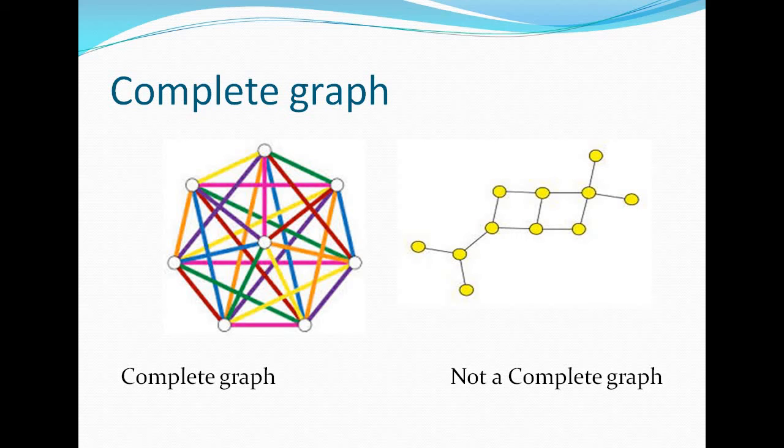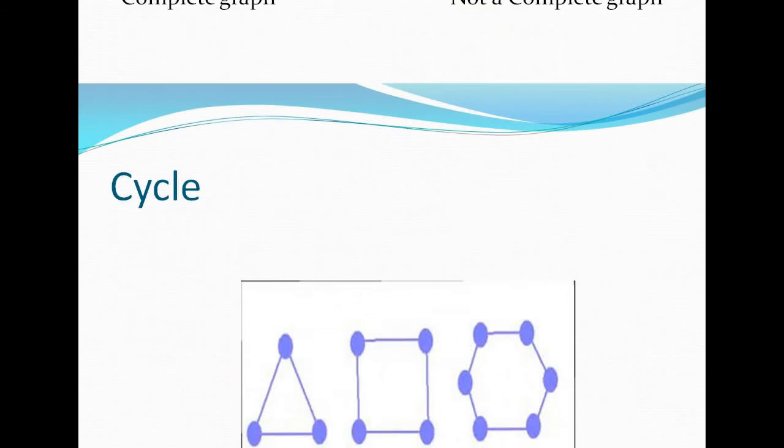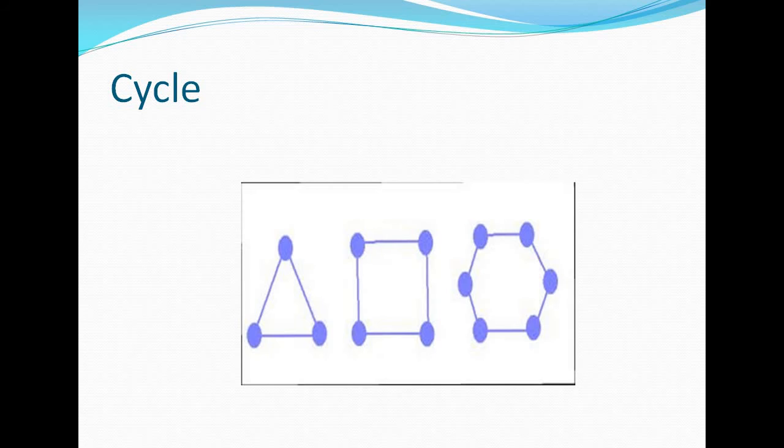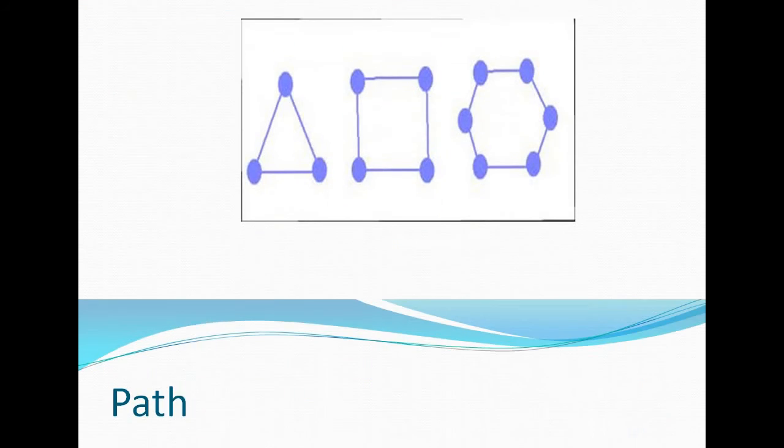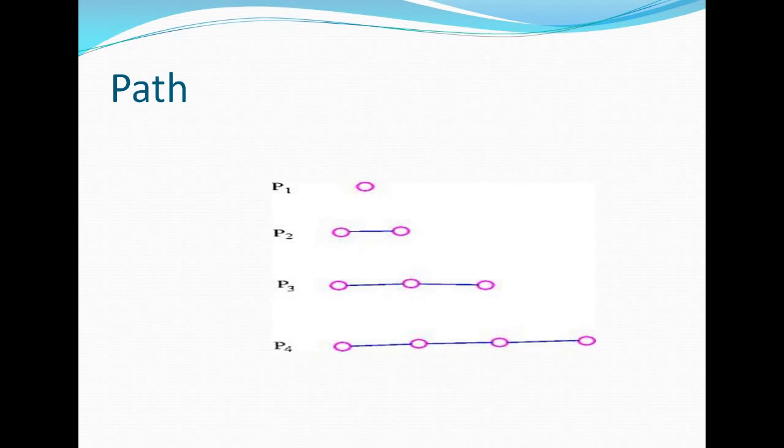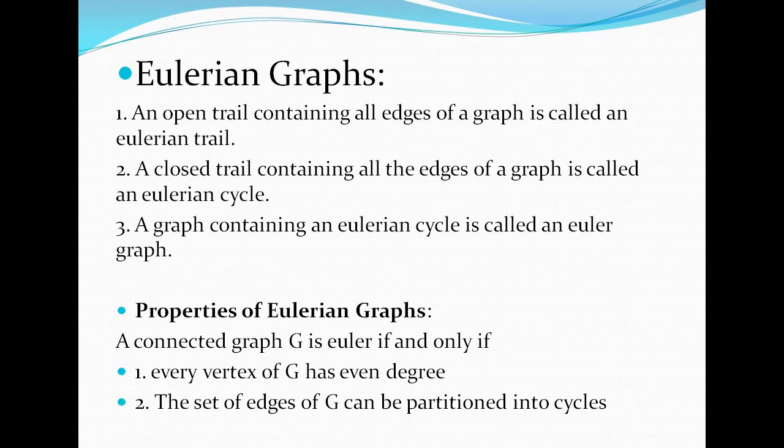Complete graph. If there is an edge between every pair of vertices, it is called a complete graph. The first one is a complete graph, whereas the second graph is not a complete graph because you can see the pendant vertices which are not connected by edges. Cycle. This is a cycle on 3 vertices, 4 vertices and 6 vertices respectively. There is a path on 2 vertices, path on 3 vertices, path on 4 vertices.